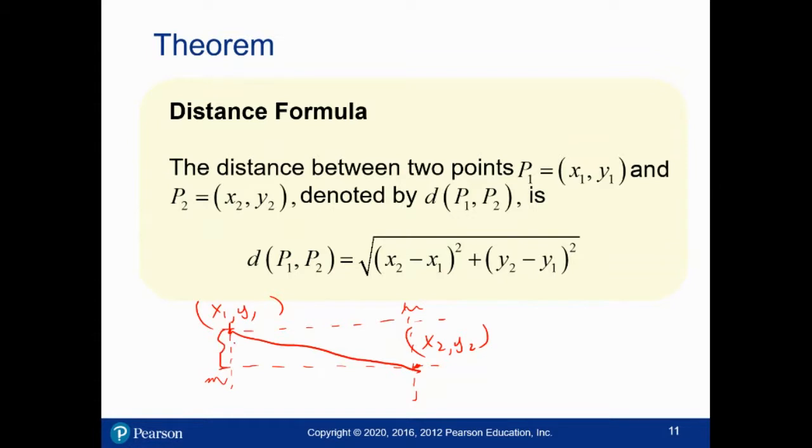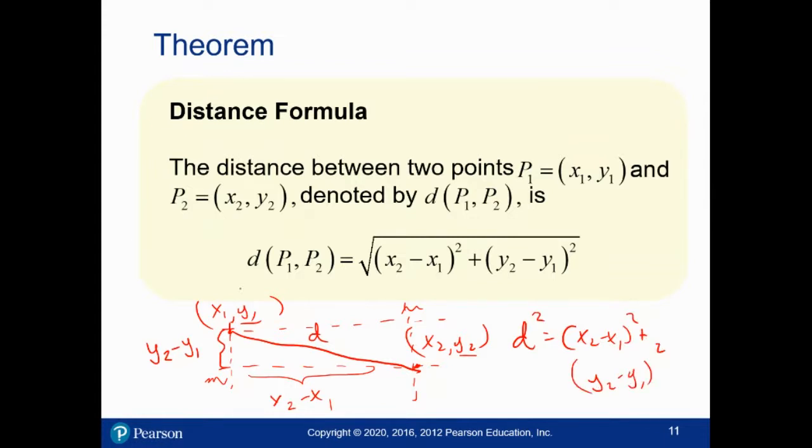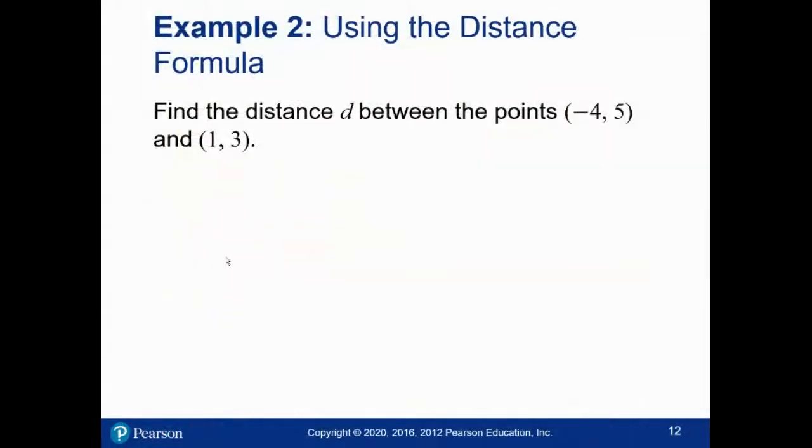What's the length of this right here? Well, it goes from this y coordinate to that one. So this is of length y2 minus y1. What's this horizontal? Well, it goes from x1 to x2, so it's of length x2 minus x1. And now my unknown is the hypotenuse, so I end up with d squared equals (x2 minus x1) squared plus (y2 minus y1) squared. And if I take the square root of that, we end up with exactly the distance formula here.